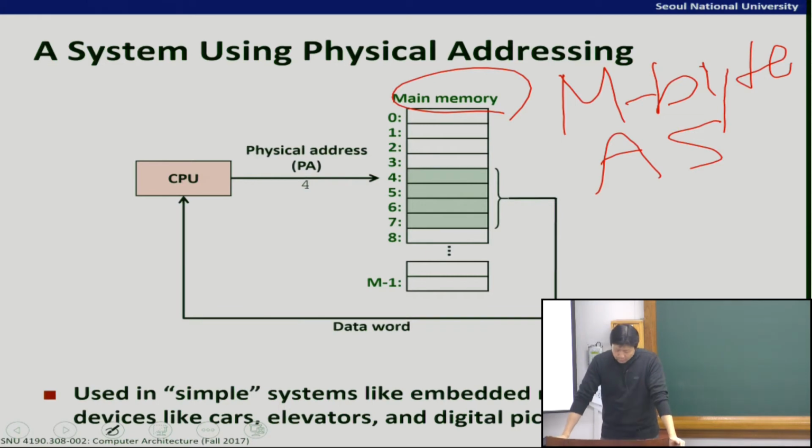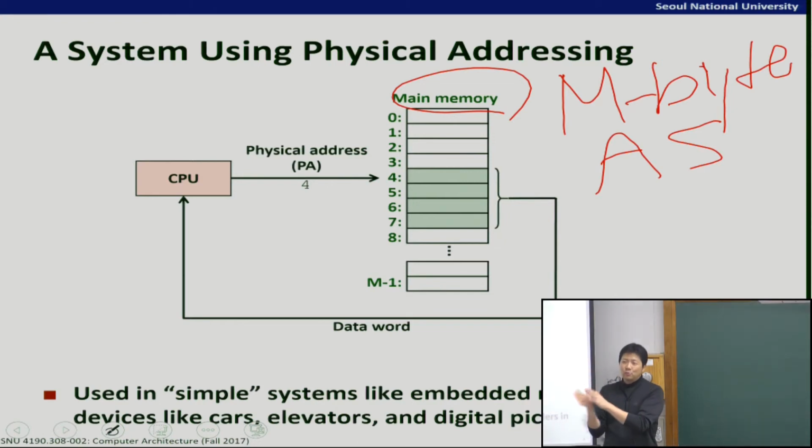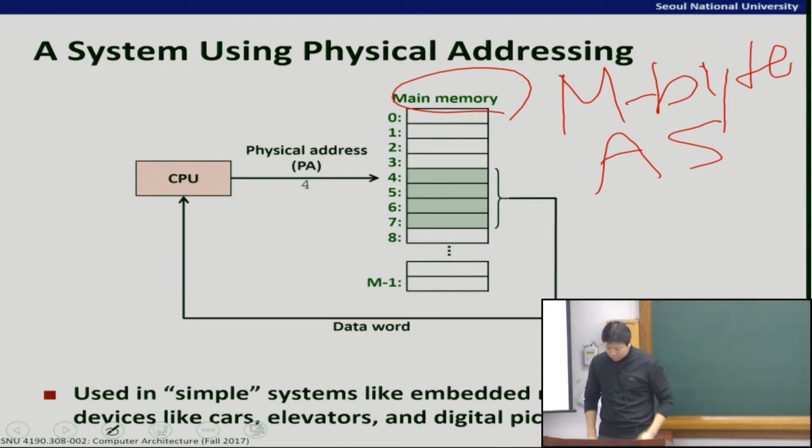This is still used today in simple systems like an embedded microcontroller, which only runs one program throughout its lifetime, like cars, elevators, and picture frames. They are embedded. In this case, they only run one program. It's programmable, but they only run one application throughout its lifetime. Then it's okay to use physical memory.